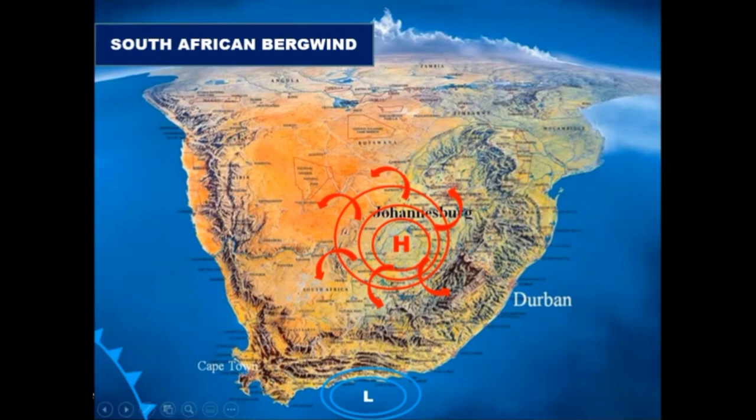Also, there are three things for berg wind conditions to happen. You need to have a coastal low. That's where we have the L. Okay. You need to have the Kalahari high pressure. That's in the interior of the country. And not too far from there, we will have a cold front.